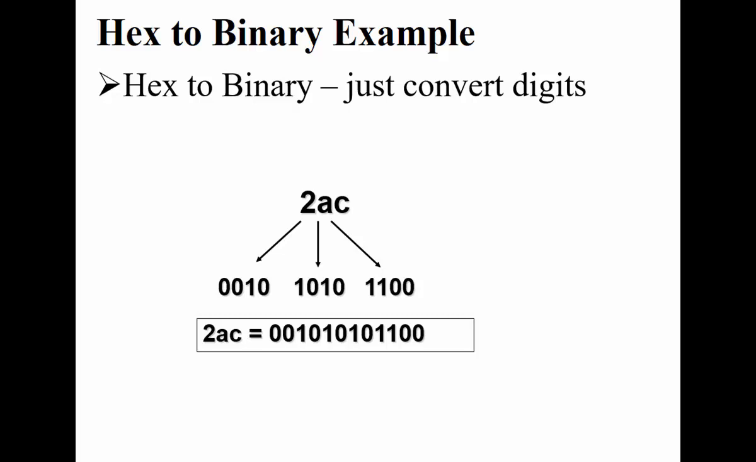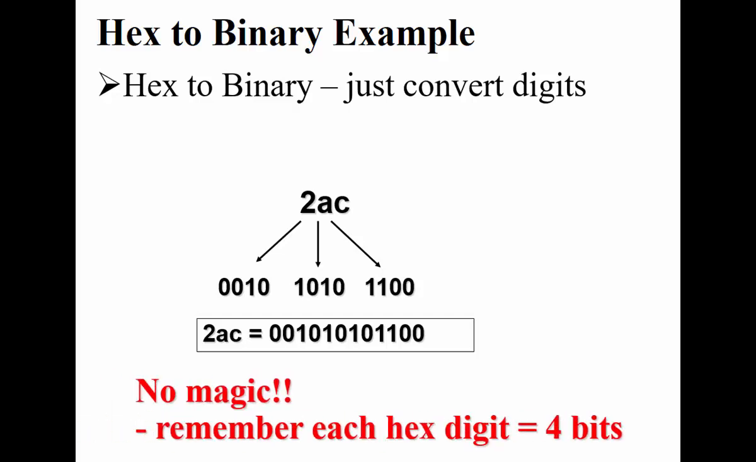So can we write a Java program to do this? Give you the binary, give me the hex, or give you the hex, give me the binary. Simply grouping 4 bits together gives me 1 digit in the hex, or breaking down 1 digit into 4 bits gives me the binary number. No magic, yeah? Good?